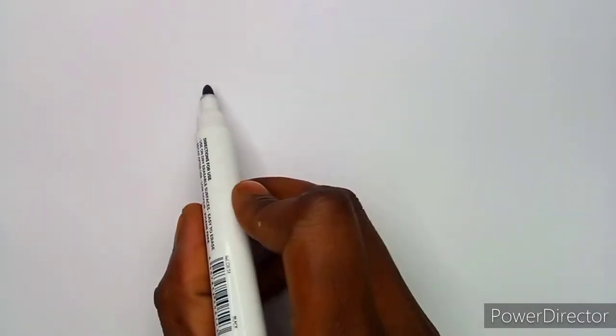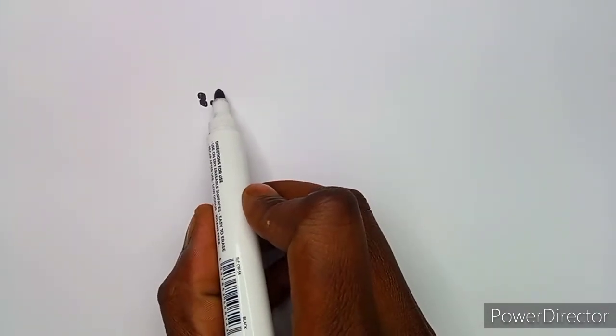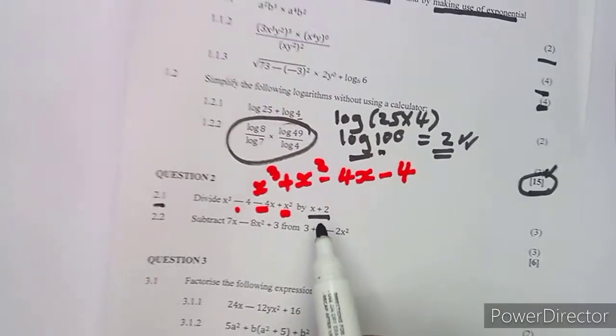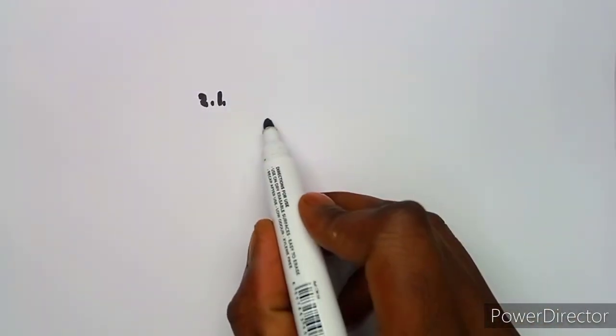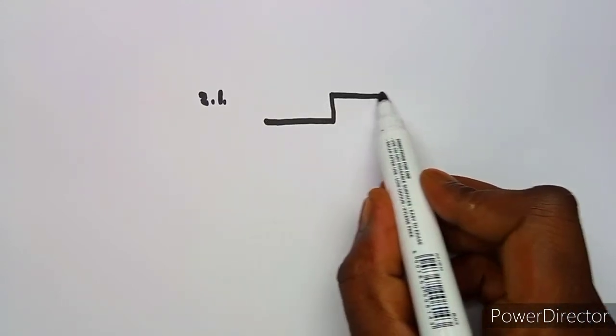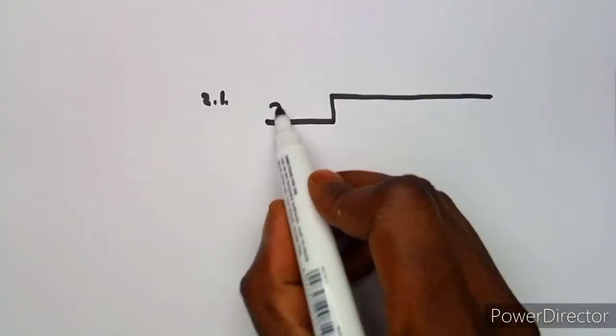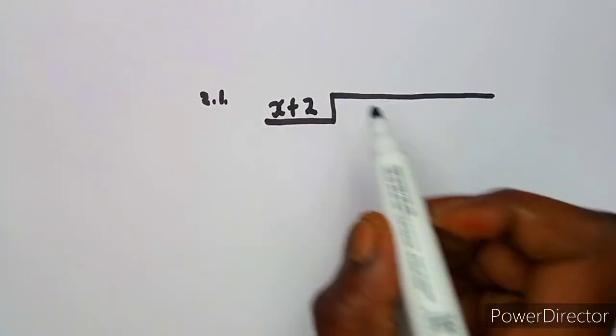All right, so let's divide, guys, together. So what are we actually dividing here? All right, this is 2.1. Remember what you are dividing by, x plus 2, this one. So it's the one that you're going to start to write here, like this, long division. So this is x plus 2.